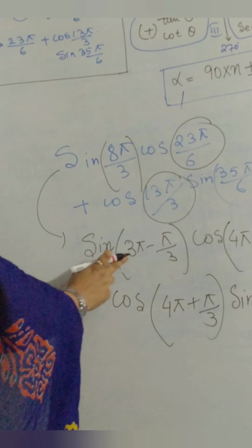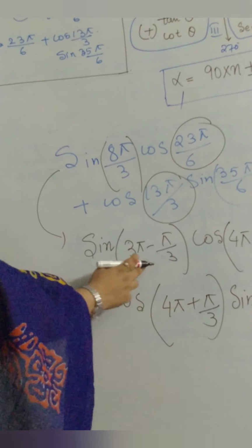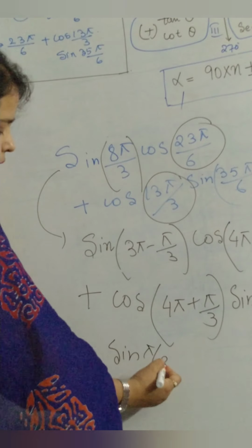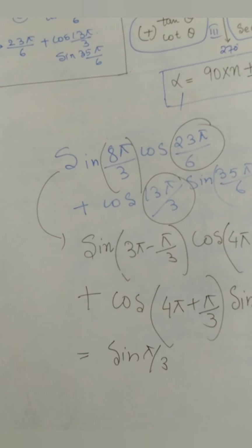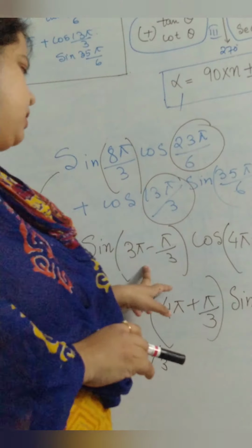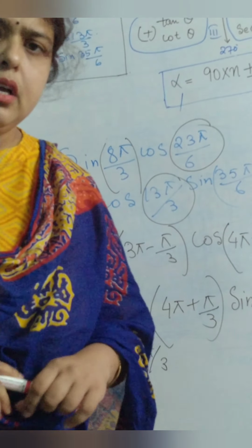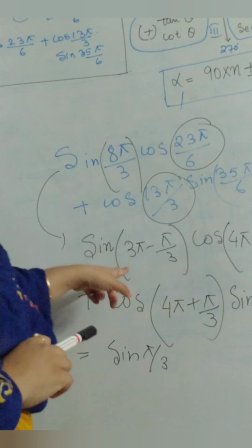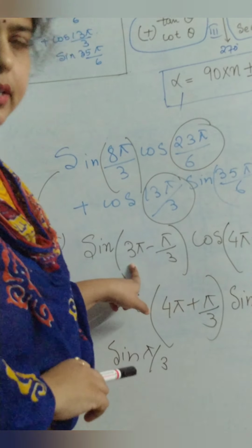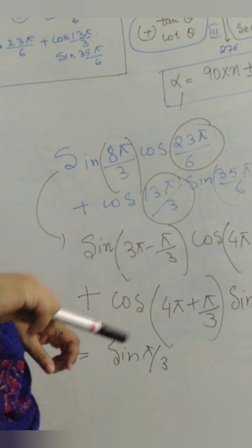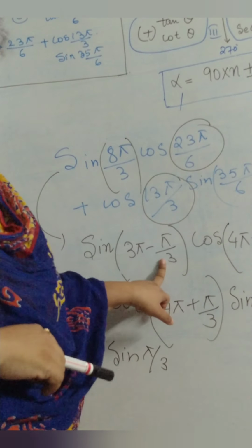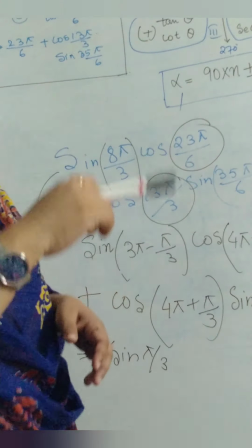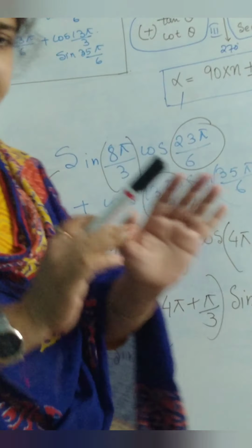Now sine 3 pi by 3. So I can write it as sine pi by 3. Now important question, 3 pi minus pi by 3. In which quadrant is it? 3 pi means 540, 540 minus some angle here, that is 60 degrees. So in this case, I need not convert it into degrees. What I am going to do, please see very carefully.